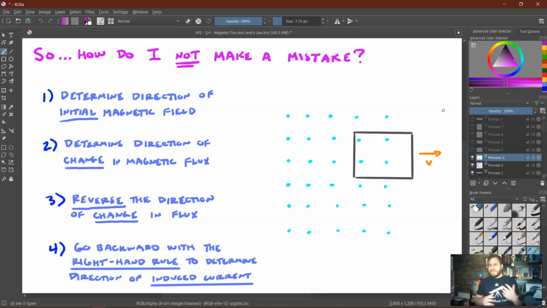So now let's go through an example to try to go through every step at a time. Let's look at this here. We have a loop of wire that is being pulled out of a magnetic field.